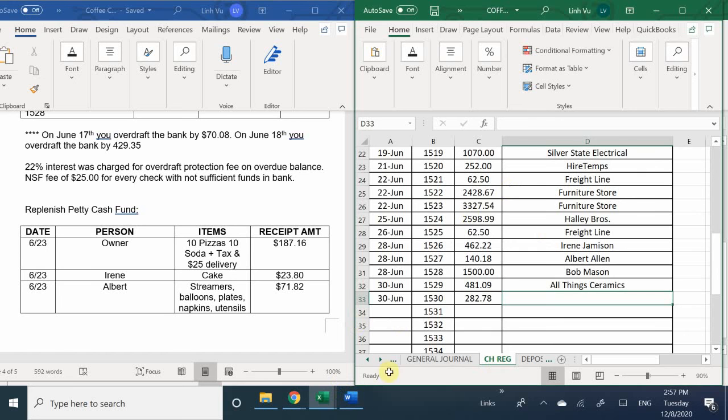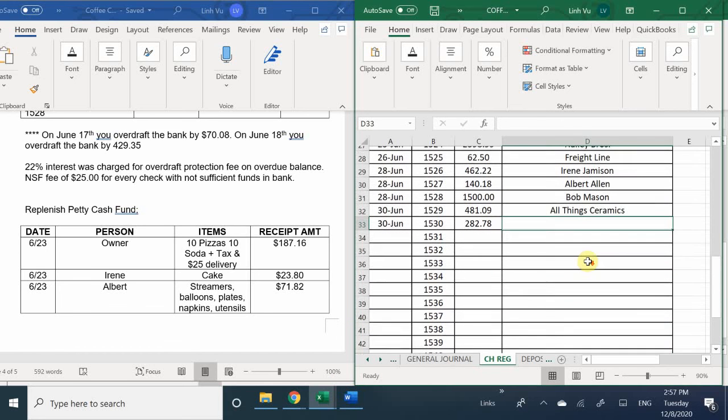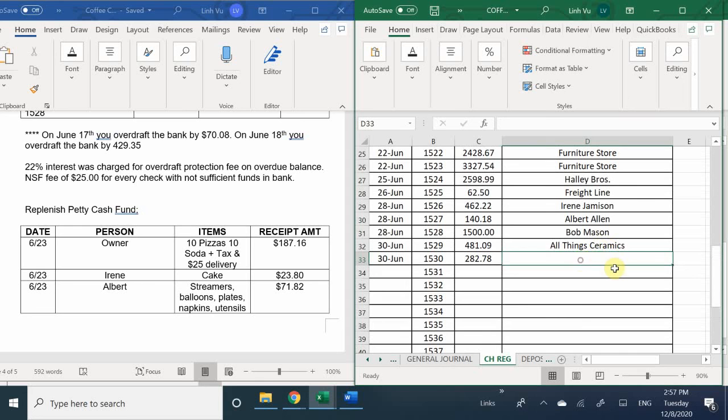Okay. So for this one, if you guys remember, it's going to be whoever the person is in charge of the petty cash fund. You don't actually write to the petty cash fund. But in this case, I didn't assign anybody, so go ahead and write petty cash, just so you know that I'm writing a check to the petty cash fund. Whoever's the assigned person, the manager of the petty cash fund, is whoever's name you're going to write there. So check number 1530.